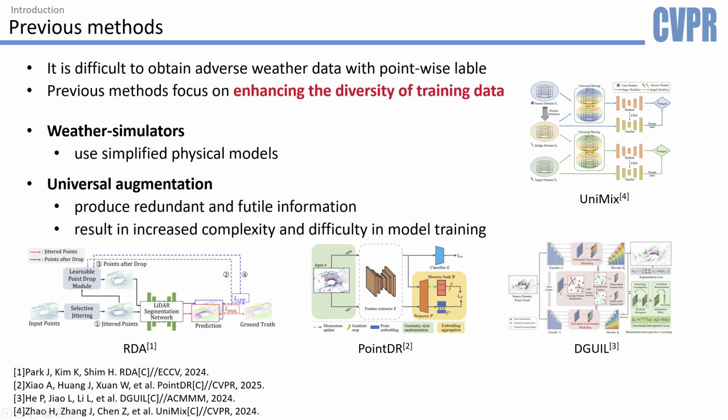reproduce real-world complexity. Other methods use data augmentation to improve robustness, such as PointDR, which uses point dropping, adds noise points, and performs random jitter to enhance diversity of training data. But these data augmentations may introduce redundant and futile information, making model training harder. For this problem, we take a different perspective.